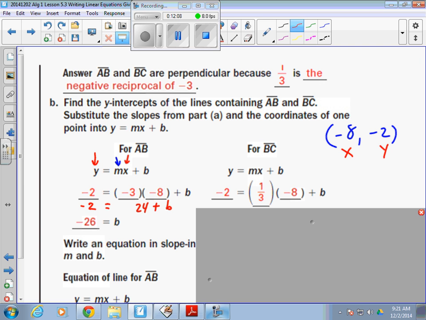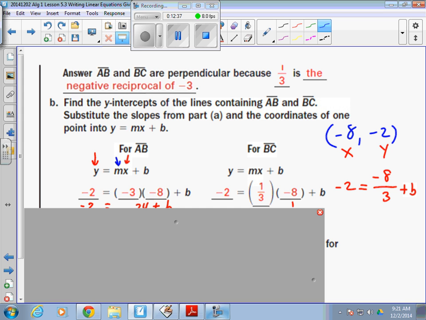Do the same thing with the other one, except now your slope is 1/3 for BC. Plug in your X and your Y value. Y's value is -2 equals 1/3 times -8. Remember, everything's over 1. Multiply straight across. 1 times -8 is -8. 3 times 1 is 3. They probably left this intermediate step off, if I'm having to guess. In order to get B by itself, add 8/3 to both sides.